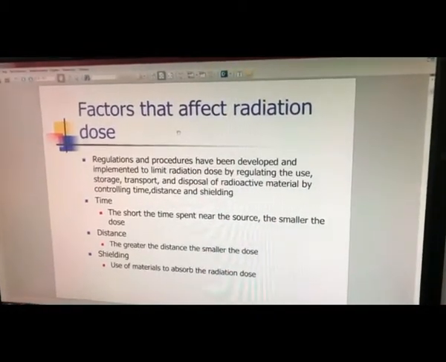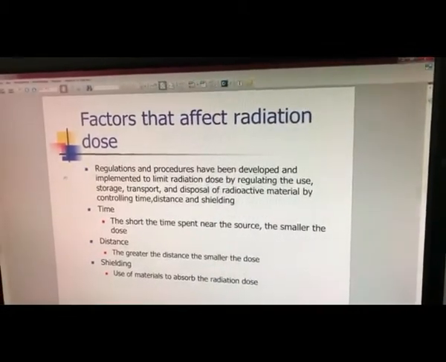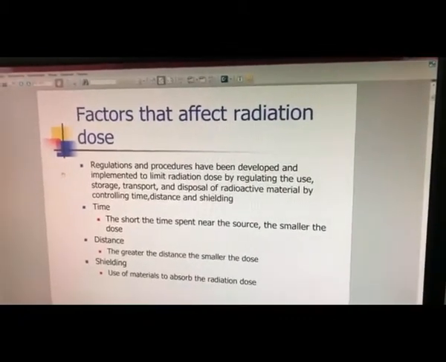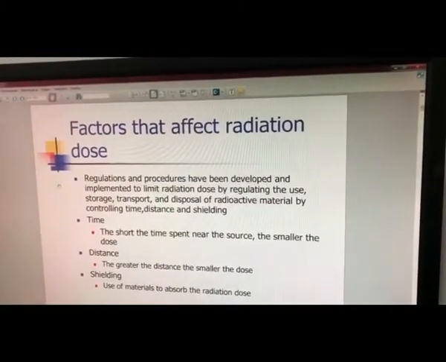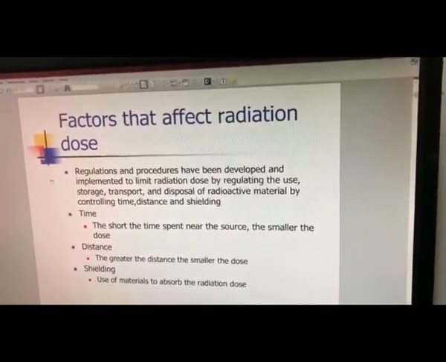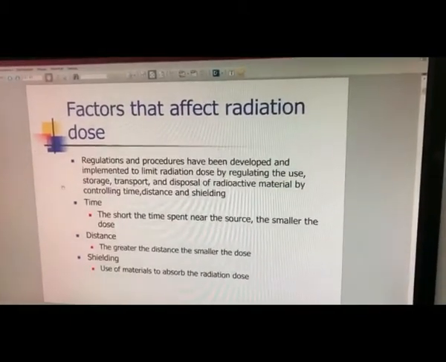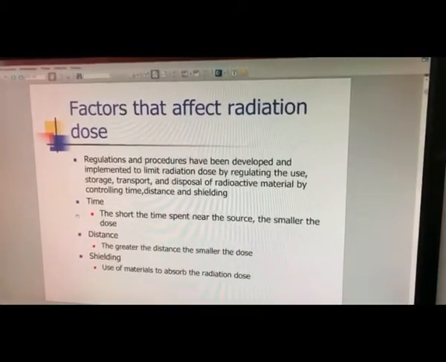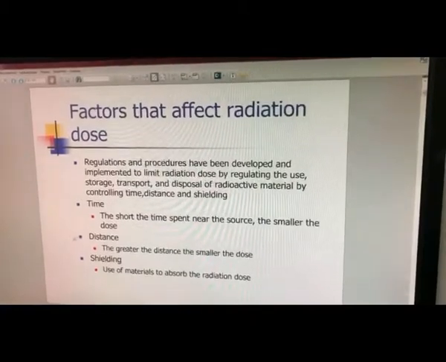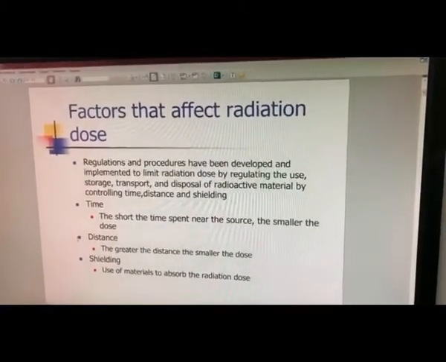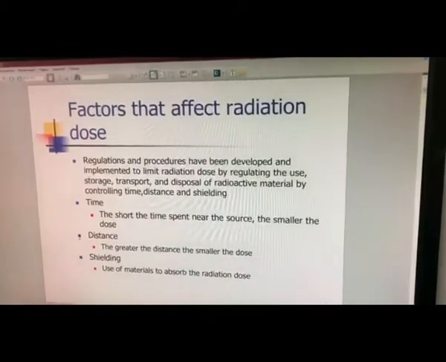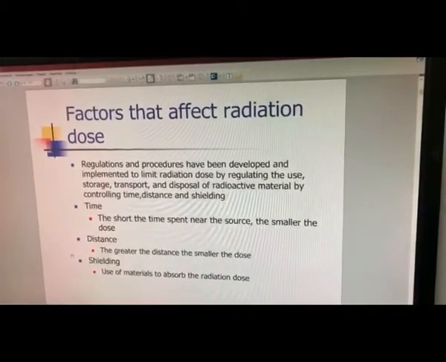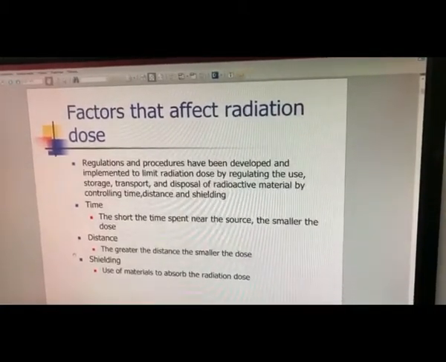So these are the factors that affect radiation dose. Regulations and procedures have been developed and implemented to limit radiation dose by regulating the use, storage, transport and disposal of radioactive material by controlling time, distance and shielding. First, time: the shorter the time spent near the source, the smaller the dose. Secondly, distance: the greater the distance, the smaller the dose. And lastly, shielding: the materials that absorb the radiation dose.